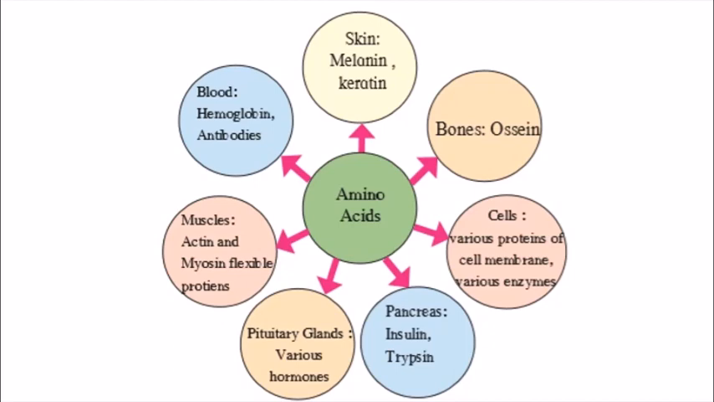So in the skin, melanin, you must have heard about melanin, is very important, and keratin is also produced. Then in bones, ossein is there. It is also used in our cells to form the cell membrane. It is also used to form insulin and trypsin. It is also useful in the pituitary gland, in our muscles and in our blood. So amino acids can be utilized by the entire body.